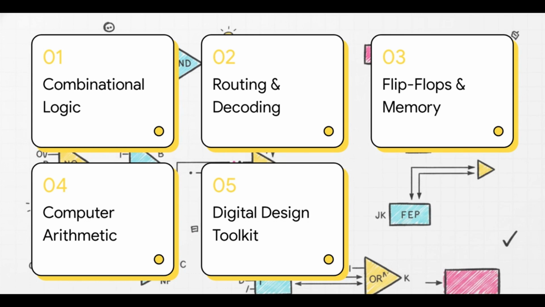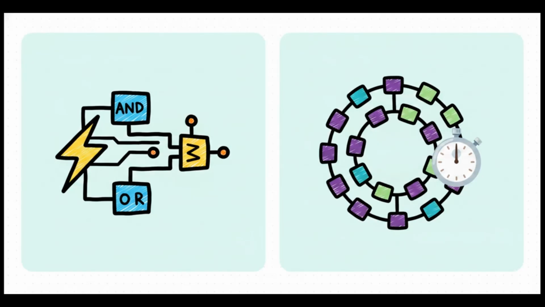So here's our roadmap for building this digital brain today. We'll start with the basics of combinational logic, move into routing and decoding data, and then dive into flip-flops and creating digital memory. After that, we'll tackle computer arithmetic and algorithms and wrap it all up with your digital design toolkit. To kick things off, you have to understand that there's a grand divide in digital electronics.